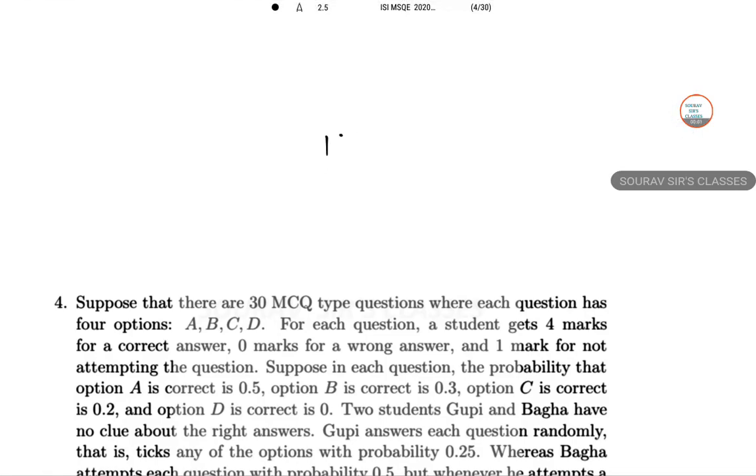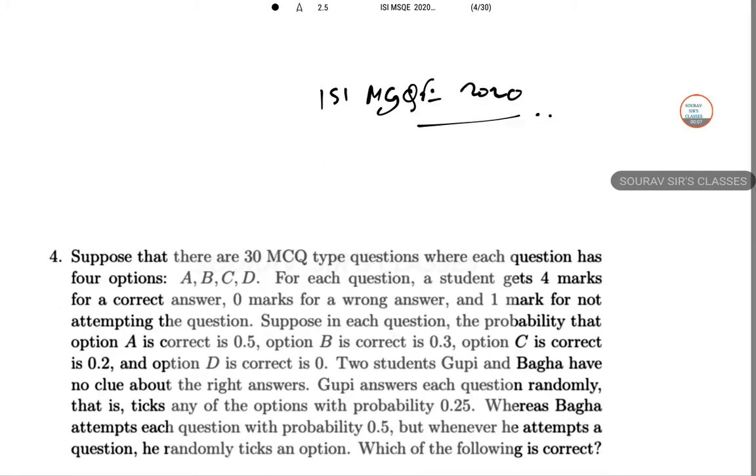Hello students, this is the ISI MSQE 2020 solution. I am doing the MCQ portion. This is part 2.